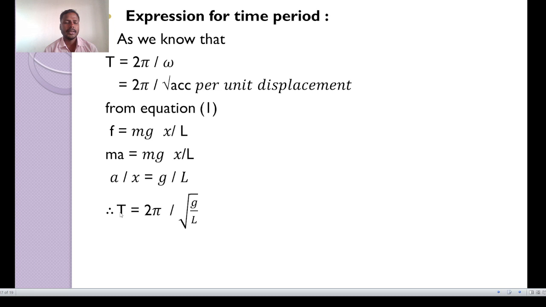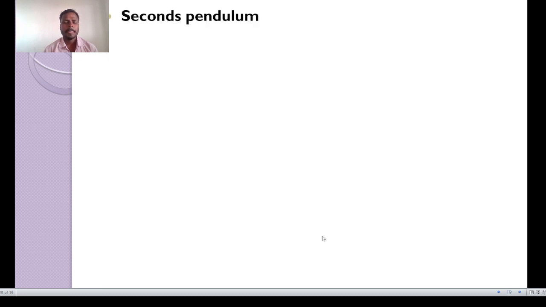So we can write T is equal to 2 pi divided by the square root of g divided by L. Rearranging the terms, we can write T is equal to 2 pi under root L divided by g. This is equation number 3, and this is the equation for the time period of a simple pendulum: T is equal to 2 pi under root L divided by g.